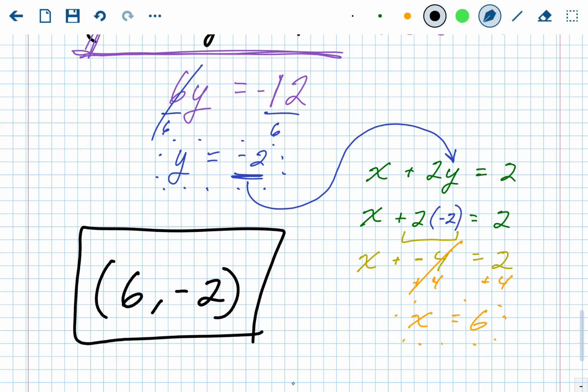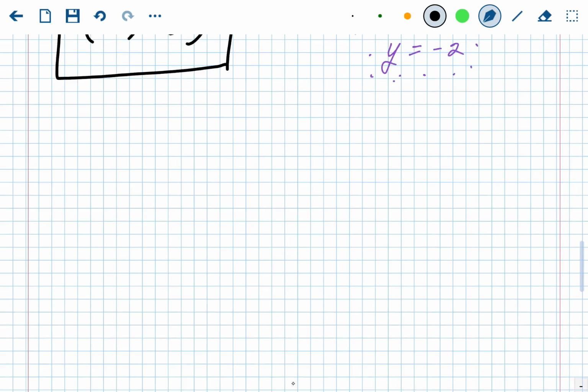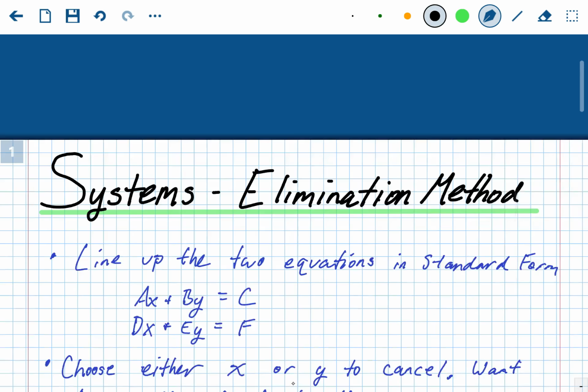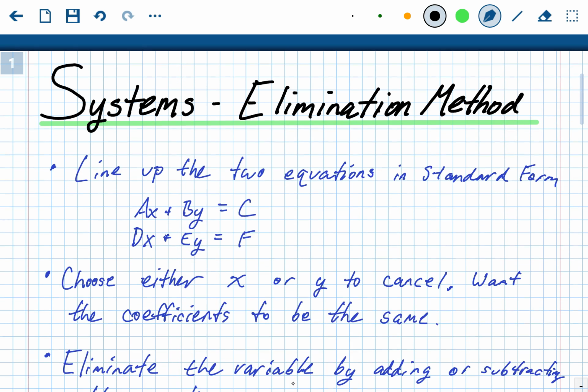Alright, and those are the basics of elimination. Again, pick which variable you're going to eliminate, whichever one has the same number in front. Decide if you're going to add or subtract. Same sign, subtract. Opposite signs, you add. Add the equations or subtract the equations, and then go through your solving process. Again, that is elimination, at least the basics of it. There are a little bit more different types of problems that we're going to talk about next, but these are the basics for elimination.